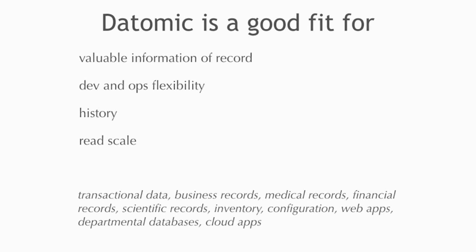Datomic is a good fit for information of record, information that you care about, information that you're likely to read more often than you write, information that you're likely to ask questions about in different ways. It's a great system for dev and ops flexibility because of the way it's broken apart, because there's storage and transactions and read, and they're all separate. It's great if you care about history. It's great if you need to scale reads. It's great for transactional data. It's great for business records, medical records, scientific records, inventory, configuration data, web applications, departmental databases, apps that are going to run in the cloud. So there are a lot of different domains where Datomic is suitable.